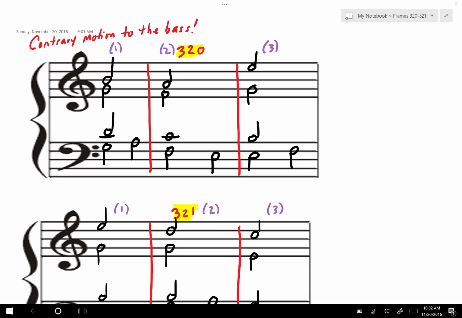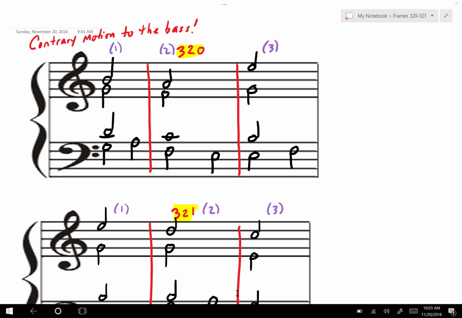Okay, let's head on over to frame 320 and frame 321. For frame 320, they want you to provide the missing voice parts in contrary motion when compared to the bass. So if the bass is moving up, then all the other three voices should be moving in the opposite direction, down.